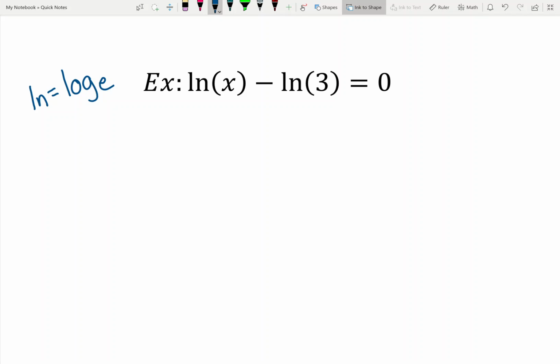I think the first thing we should do is, like how we solve for any unknown variable, get the unknown variable by itself. So let's put everything else on the other side. So we have ln of x equal, throw everything else to the other side. So I'm going to add ln of 3 to both sides.